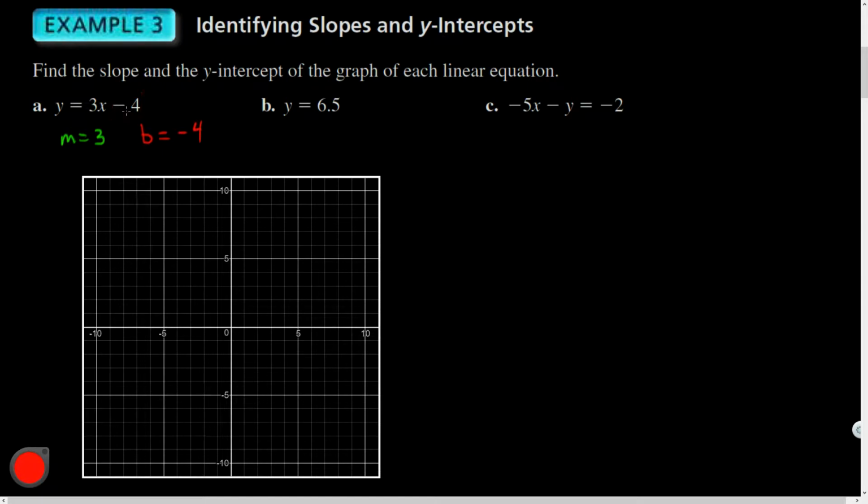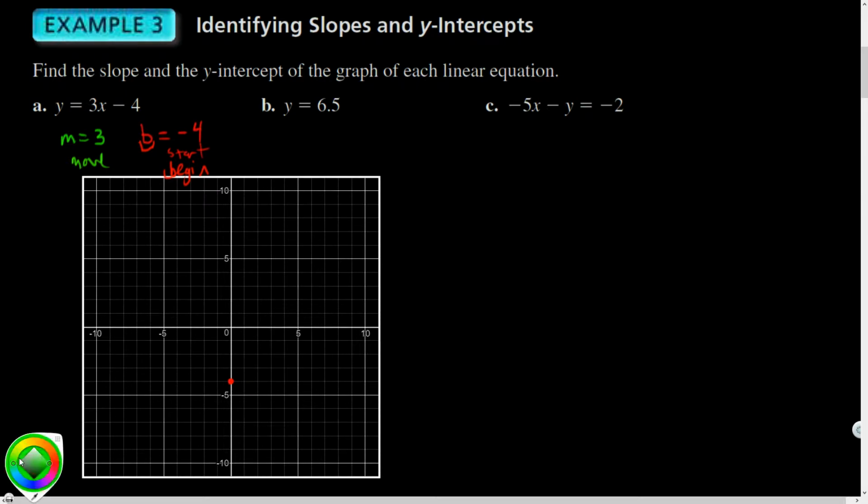So if I want to graph this, we're going to begin at the b, and we're going to move by the m, friends. So we begin at b. So let's plot the point at -4, the y-intercept. So that's right here.